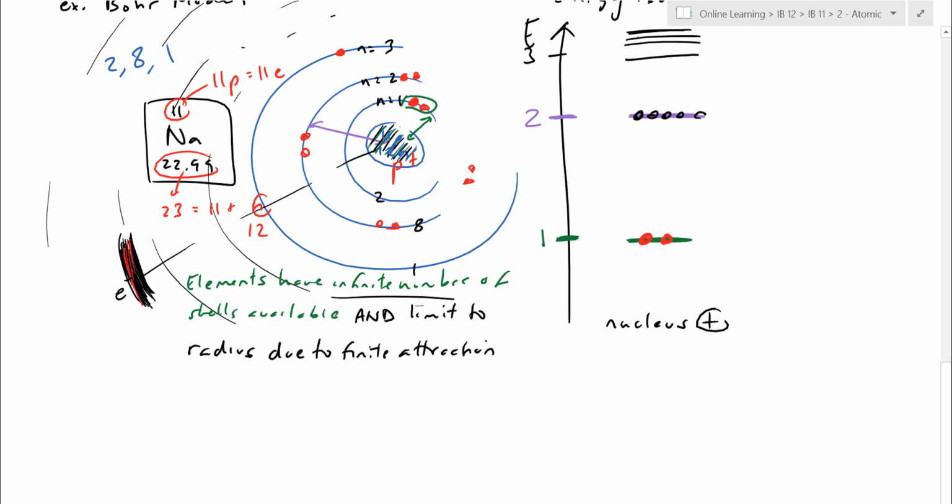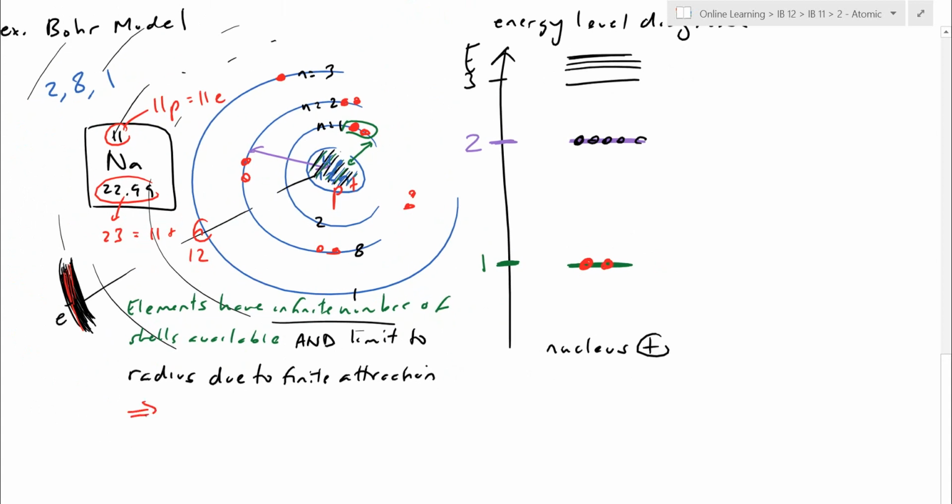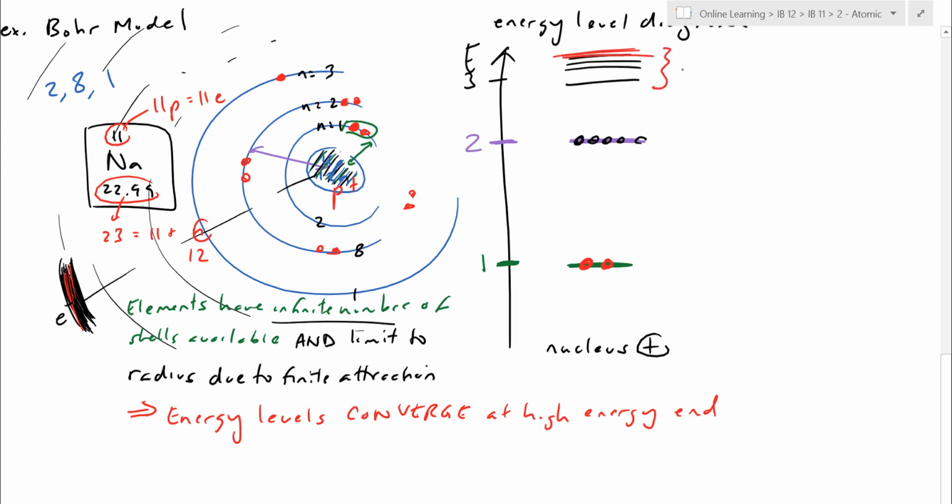So to hold those 2 things together, elements have an infinite number of shells available, limit. So therefore, our conclusion is, you can say the energy spacings get smaller, but the terminology we're going to use is the energy levels actually converge. Converge means they come together at the high energy end. They basically have to stack up. They actually have to get closer together. It's not like this radius here can just keep infinitely getting farther out. We actually see that convergence here.